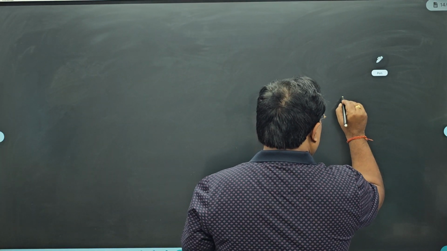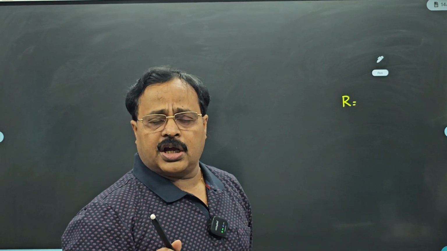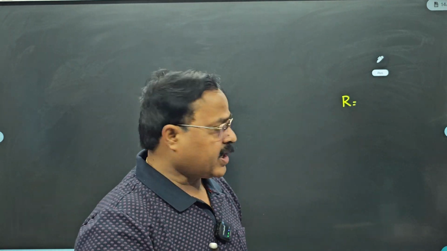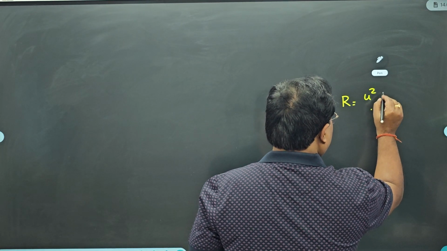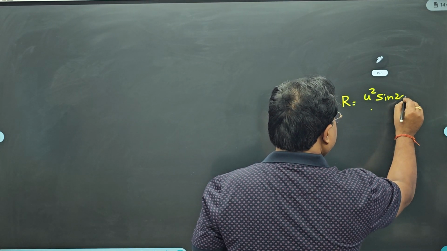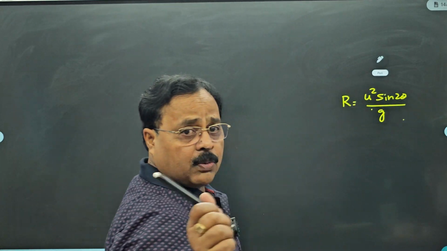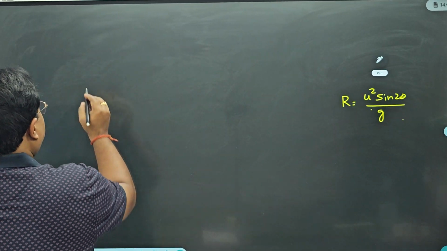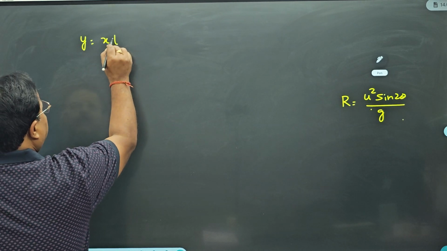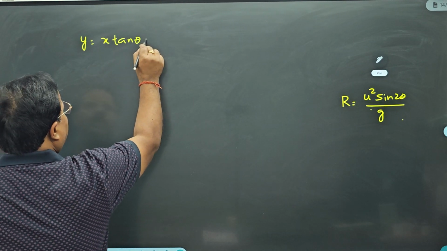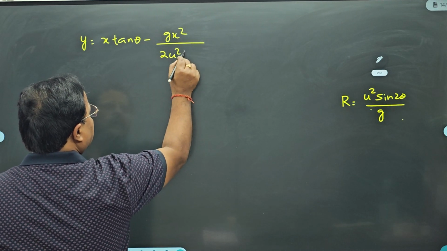We have already found the expression for range in projectile motion in our second class. What is the expression for range? It is u square sine 2 theta by g, which I had already explained in my class 2 on projectile motion. Please go through that video. What is the equation of projectile motion as we have derived right now? y is equal to x tan theta minus gx square by 2u square cos square theta.